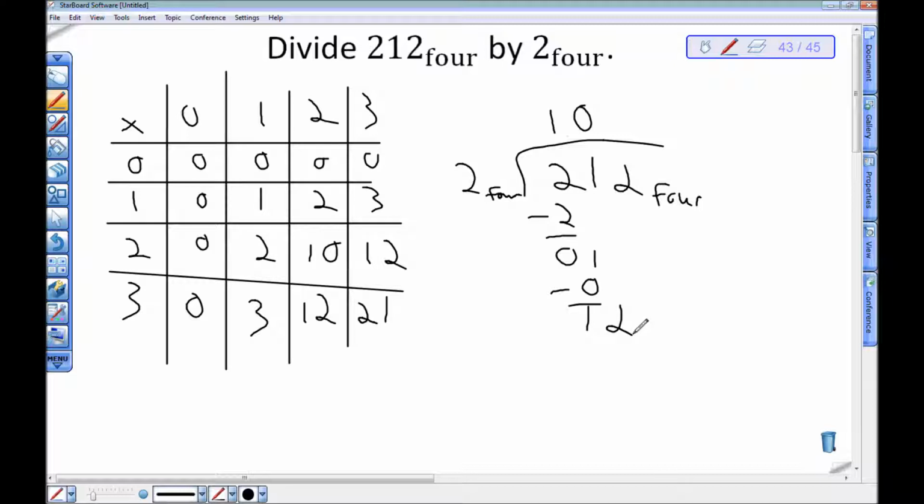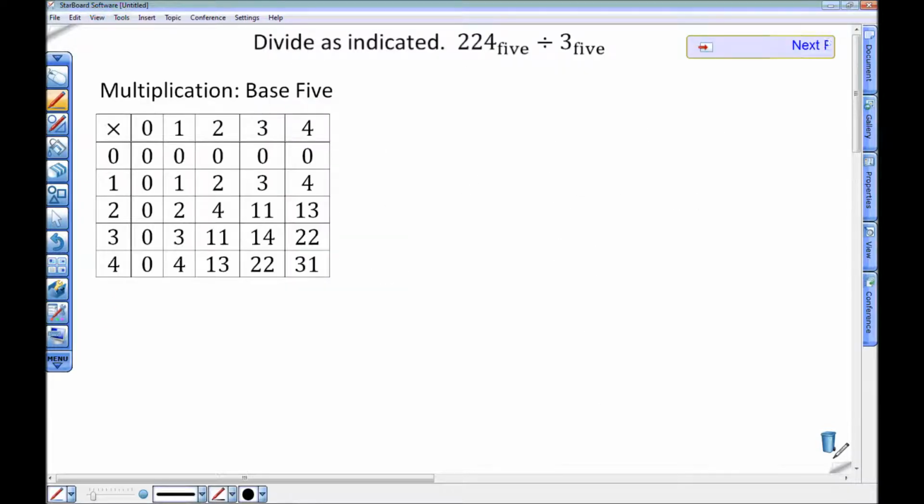Now, how many times does 2 go into 1, 2? Well, it's right here. 2 goes into 1, 2 3 times. So I put a 3 up here. 3 times 2 is 1, 2. Subtract gives me 0. So I get that 2, 1, 2 base 4 divided by 2 base 4 is 1, 0, 3 base 4. Okay, let's do another example.